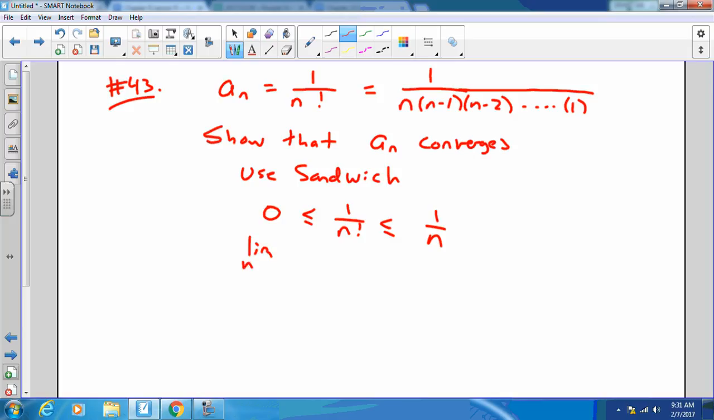So, since the limit as n goes to infinity of the two bounding functions are both 0, we conclude that the limit as n goes to infinity of 1 over n factorial is 0. So sandwich was a good choice here.